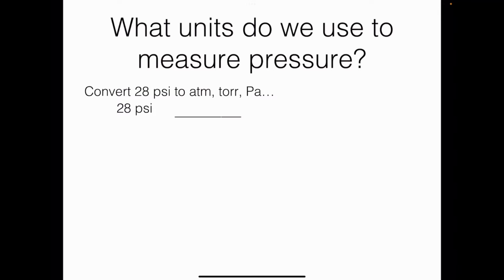So we draw our line. Remember, that line reminds us that something is going to go on the bottom and something is going to go on the top. What's going to go on the bottom here is psi. Remember, we want those units to cancel out. So whatever was on the top of the previous conversion factor must be on the bottom of the next conversion factor. I'm converting to ATM, so I'm going to put ATM on top.